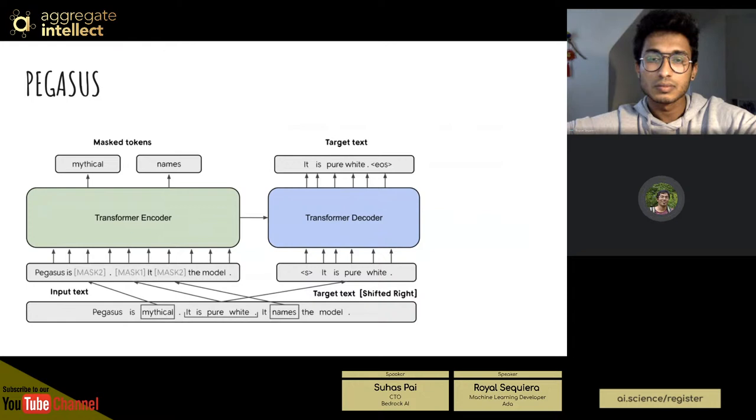So Amir has a question here. If you align the objective with the task, doesn't it limit the generalizability of the LM to other tasks? It's a very good question.